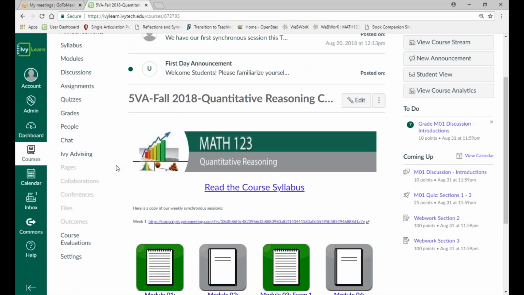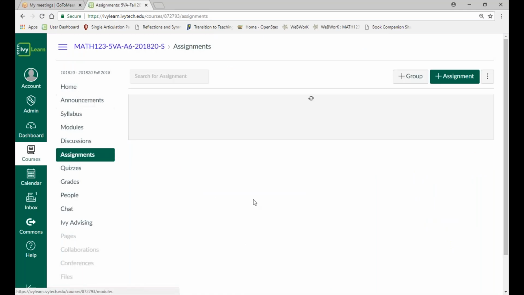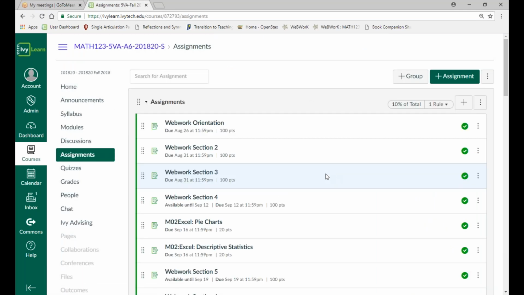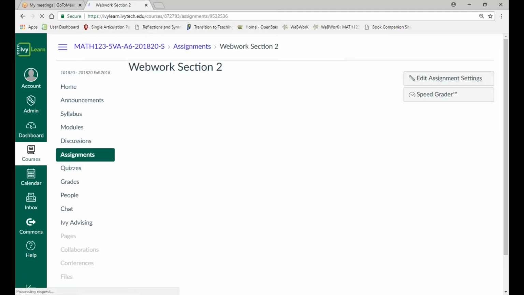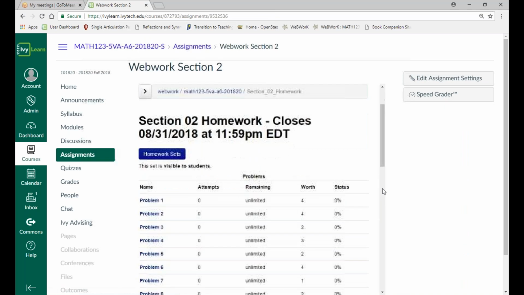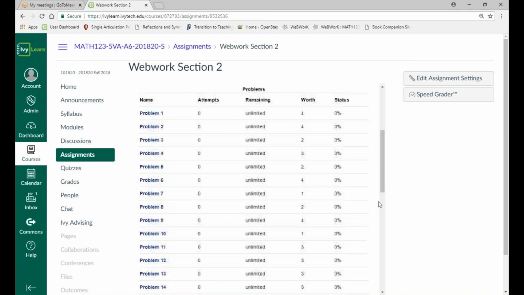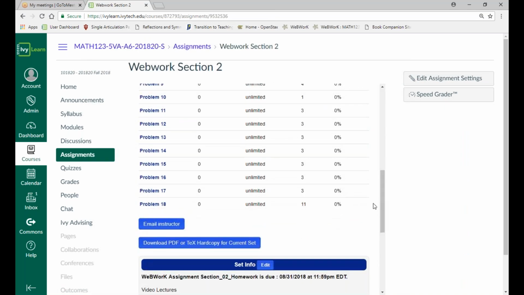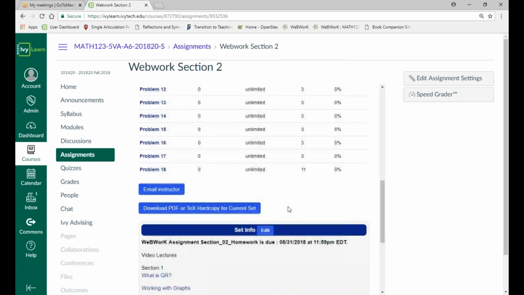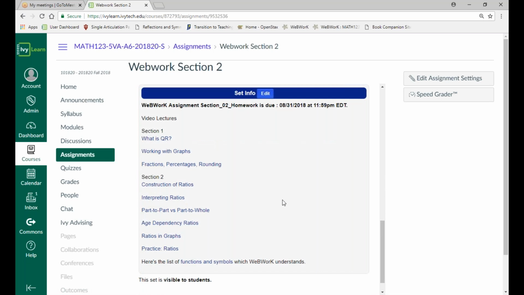If you do need additional help, remember you can click on assignments, and the assignments are going to show up. Let's say you want to start working on section 2 homework. If I click on that, it's going to take me to the homework problems. Remember, you've got to scroll down to all of the homework problems. Section 2 is 18 problems and some have multiple parts. If you keep scrolling down, here's where you can start to see the videos. So you can pull up the videos in parts.